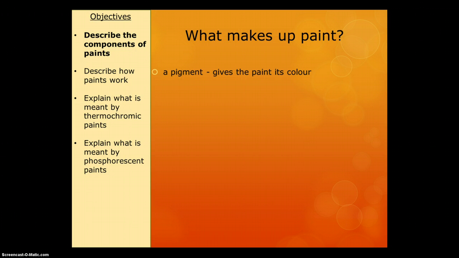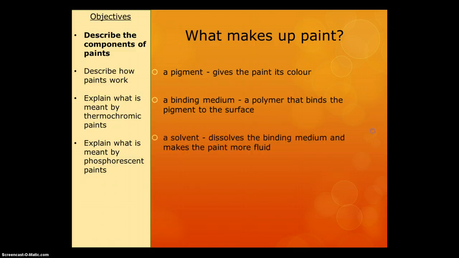So, paint is made up of three things. There's the pigment, which is what gives the paint its colour. The binding medium, which is a polymer that binds the pigment to the surface that you're painting. And then you have your solvent, which is what dissolves the binding medium and makes the paint more fluid. So it's basically what makes it wet and means that you can paint it on. So those are our three components of paint.